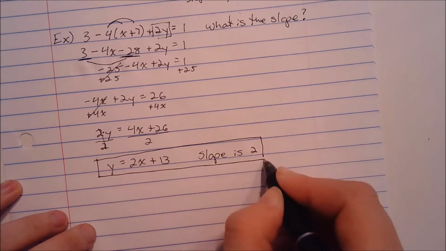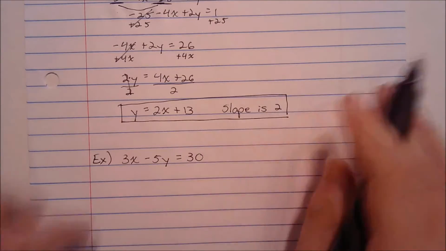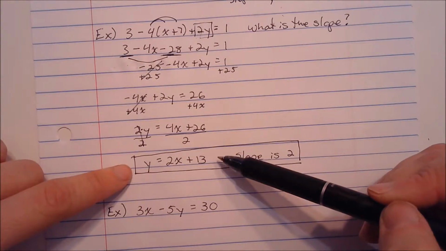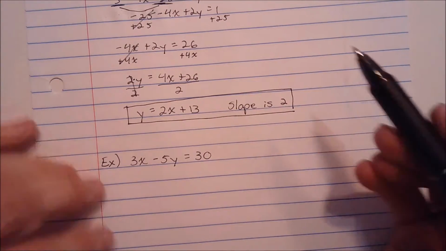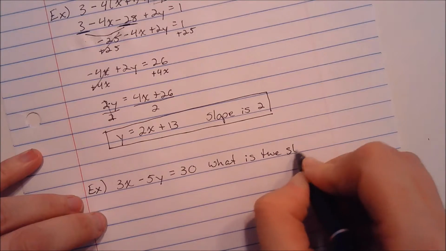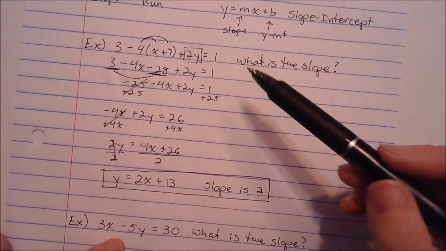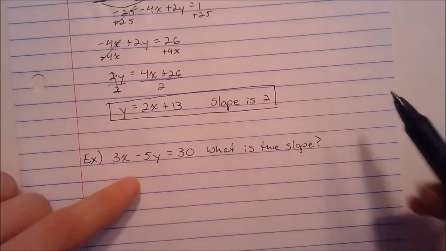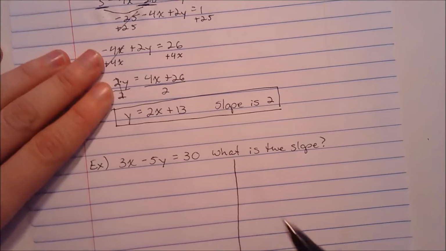Check that out. Let's try another one. So I got 2 ways to do this. I can do this process again, put it in slope-intercept form. Or I can actually just find 2 points. How about I actually write the question? What is the slope? Or I can find 2 points and use rise over run to figure out the slope between them. I'm going to show you both methods.